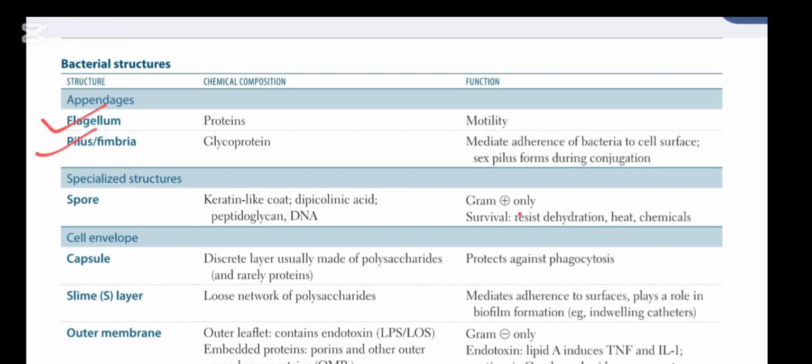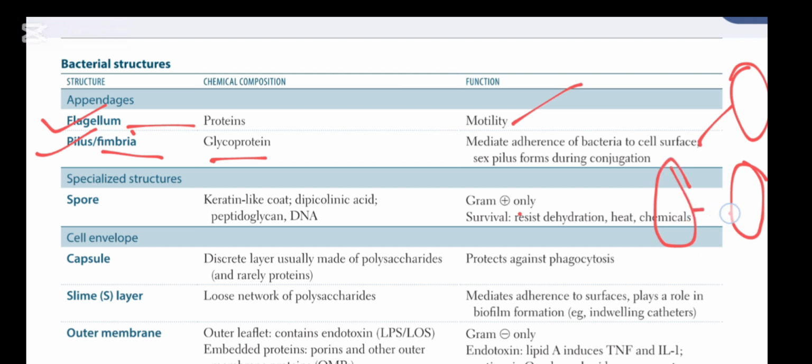flagellum and the pilus. So flagellum is made up of proteins and it helps in the motility of the bacteria. The pilus is made up of glycoproteins and it helps mediate adherence of bacteria to the cell surface. So the cell surface could be of the host cell or it could be another bacterial cell. If a bacteria holds an adherence with another bacterial cell with the help of pilus, this is known as the sex pilus formation, and the sex pilus helps in the conjugation of the bacteria.